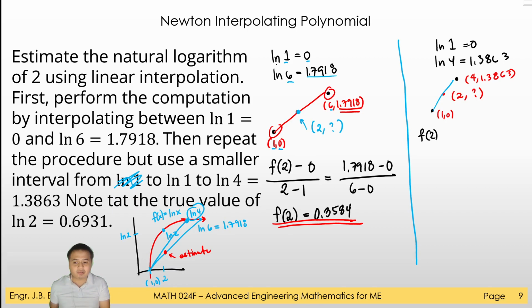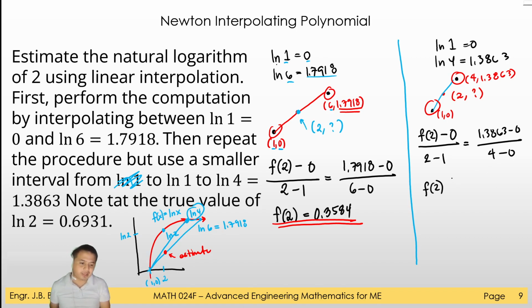Again, we have f of 2 minus 0, over 2 minus 1 for x, compared with the rise, 1.3863 minus 0, over 4 minus 1. If you calculate this, this will be equal to 0.4621 as your estimate. As you can see, this is closer to the exact value.